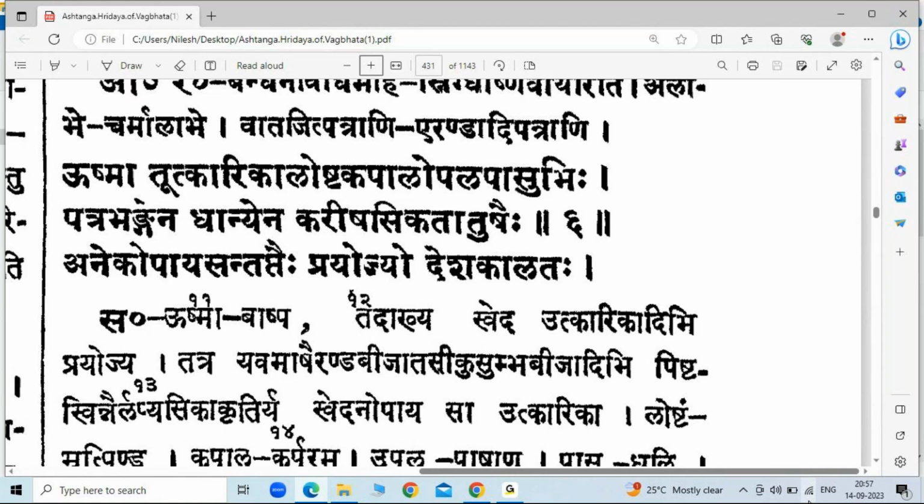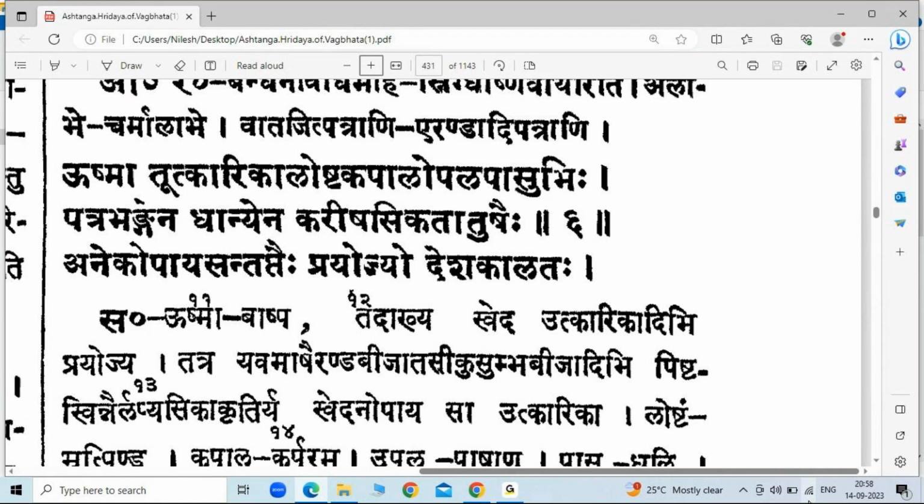Then Loshtam is mud or earth. A piece or a heap of earth or mud is called loshtam. Kapalam is a shell. Then upalam. Upalam is stone pieces. Then pamsu. Pamsu is dust or powder. Patrabhangam is cut pieces of leaves. Dhanyam is grain. We know that Godhuma Pindasvedam or Shastika Pindasvedam, all these things are used, the expansions of this Dhanya Pindasvedam. Then Karisham. Karisham is actually dried and powdered cow dung.